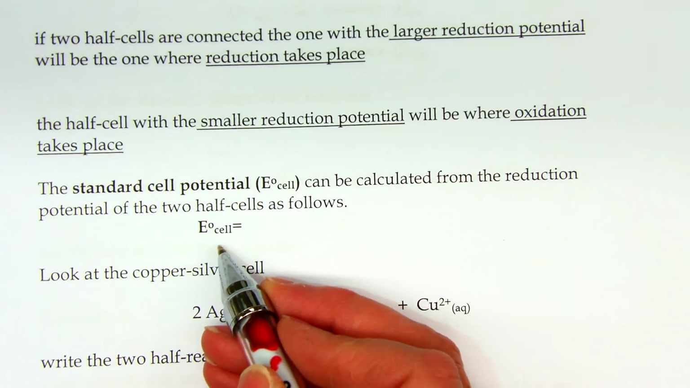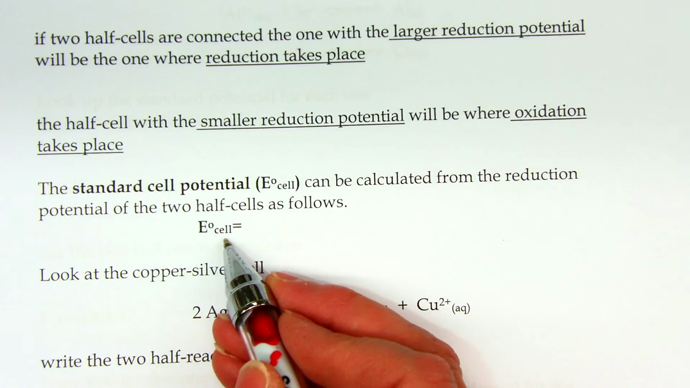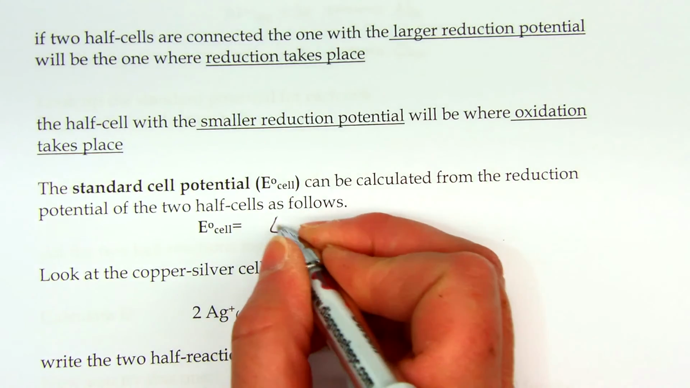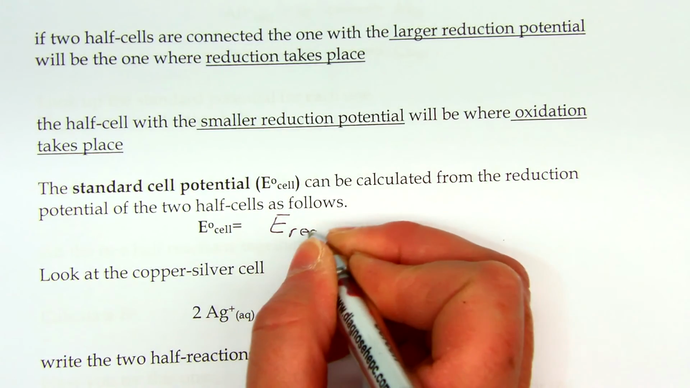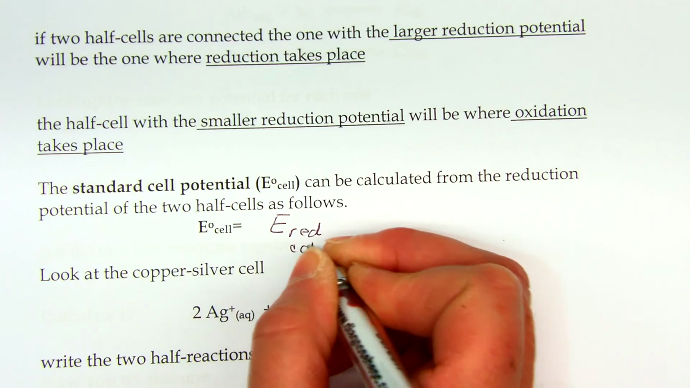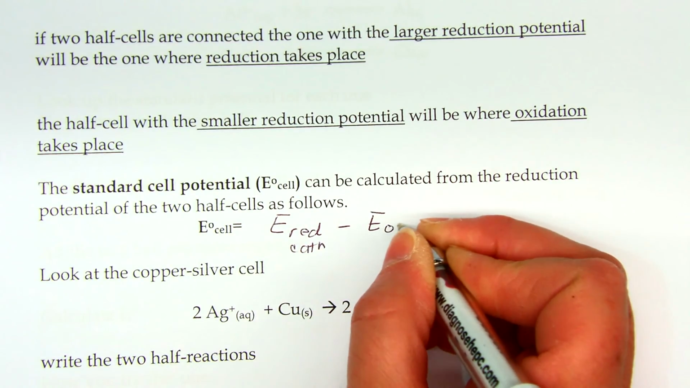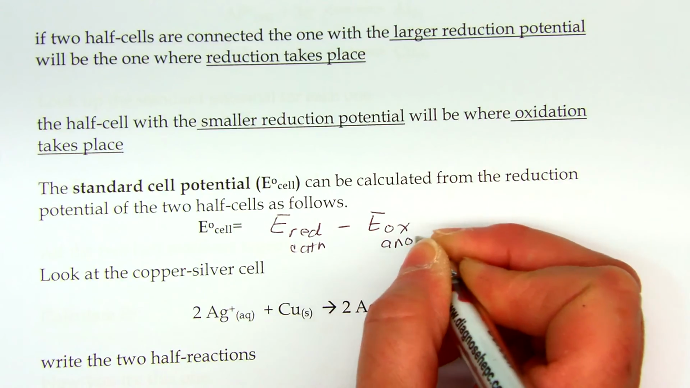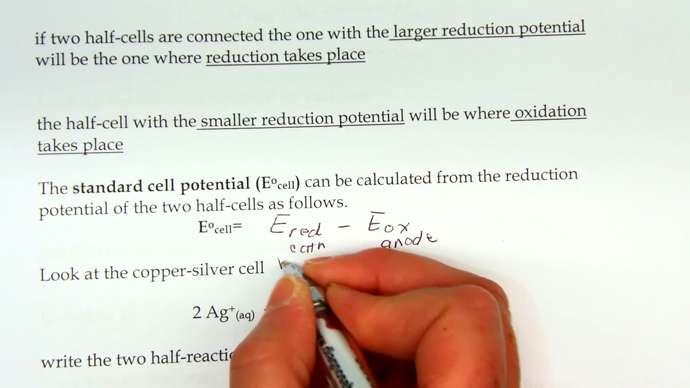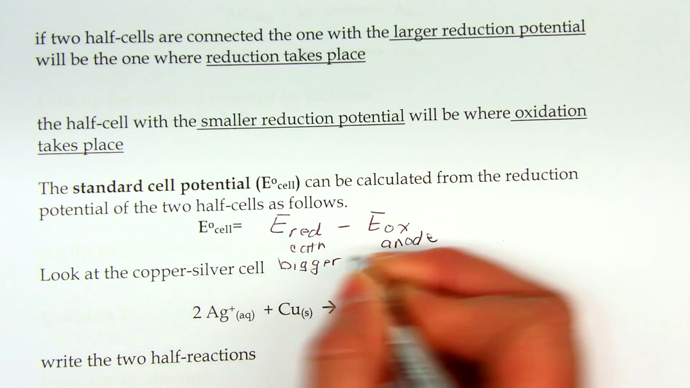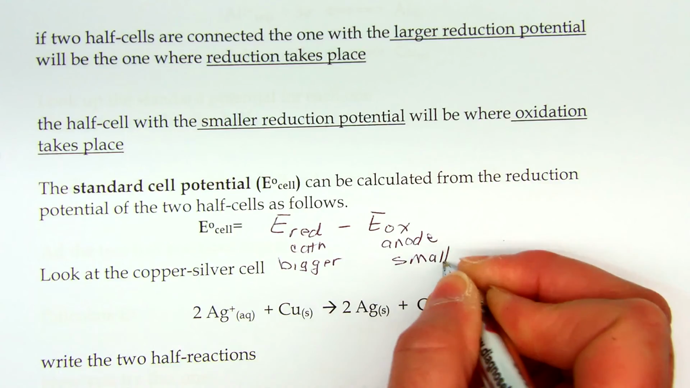For any two cells, the standard cell potential is equal to the standard potential of the reduction half for the cathode minus the standard potential for the oxidation half, which is taking place at the anode. This will be the bigger number. This will be the smaller of the two numbers.